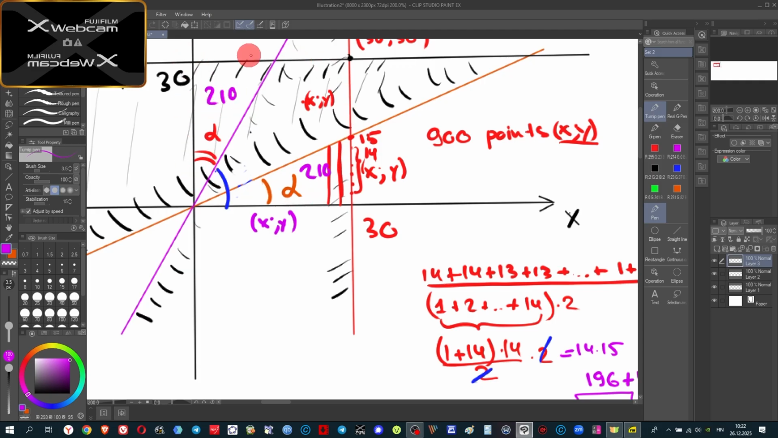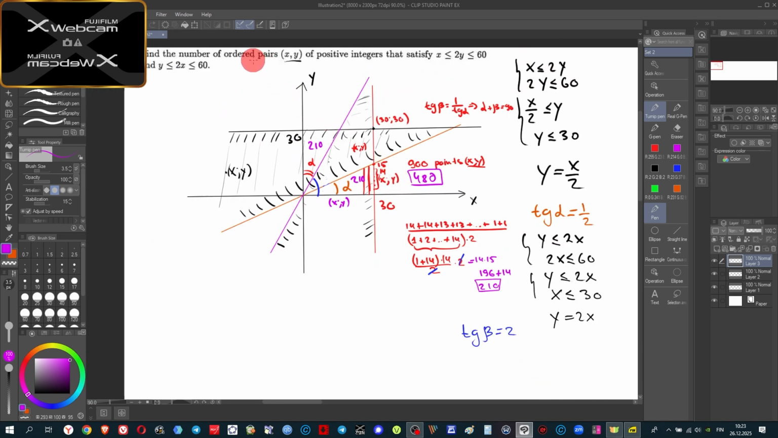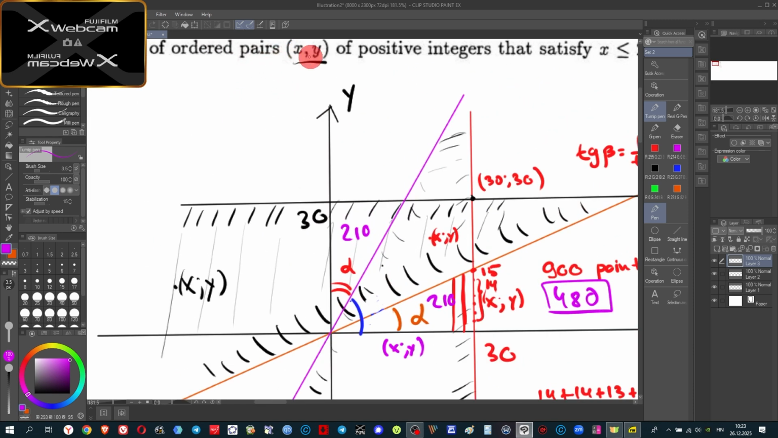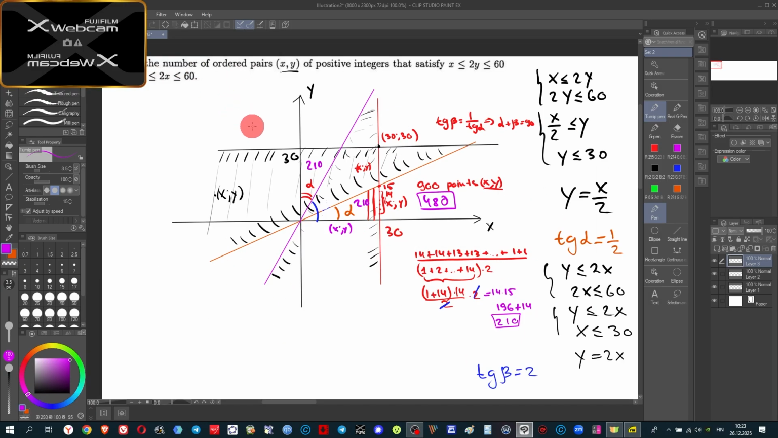The total number in the square of such points is 900, and therefore what is left for this quadrilateral is 900 minus 210, which will be exactly 480. And it is the right answer for this problem. 480 is the number of natural pairs x, y that satisfy these equations. 480 is our answer. This is it. So let's go to the next problem.